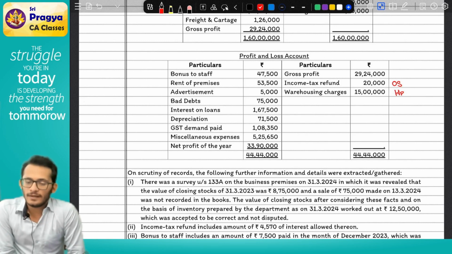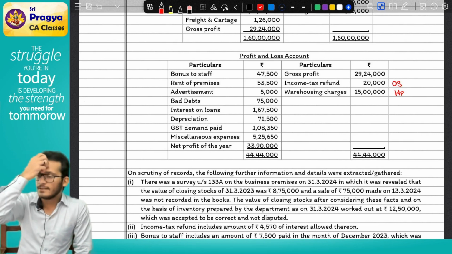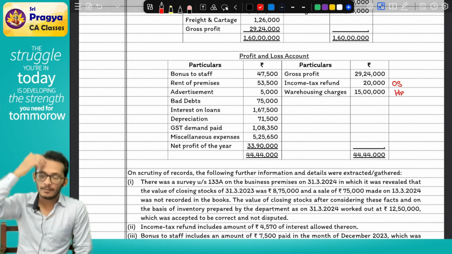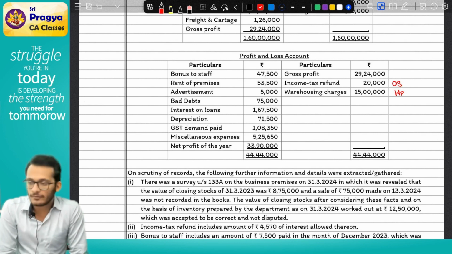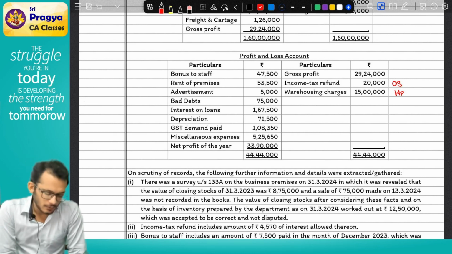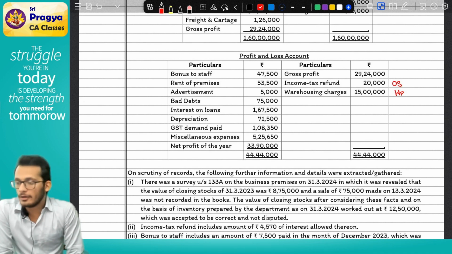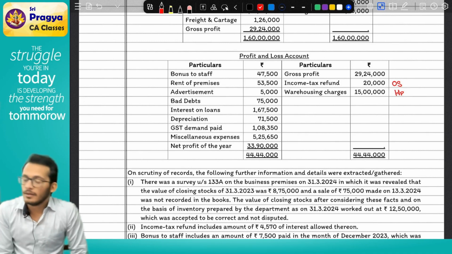Now, if on the left side you find any expenses relating to warehouse, you will move that expense also to HP. That is why always start from the right side. Now, let's come to the left side. Look at the items. Tell me PGBP or non-PGBP. Bonus to staff. Allowed, not allowed? Allowed. Rent to premises. Allowed. Advertisement. PGBP. Allowed. Bad debts. PGBP. Allowed. Interest on loans. As of now, nothing given. PGBP. Therefore, allowed. Depreciation. PGBP. Allowed, not allowed? Not allowed.